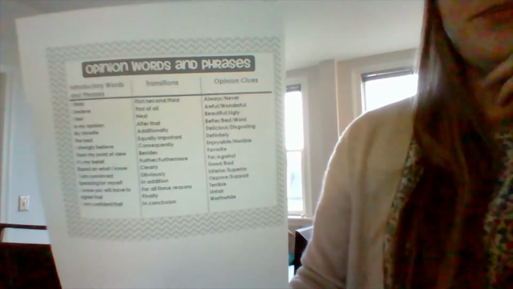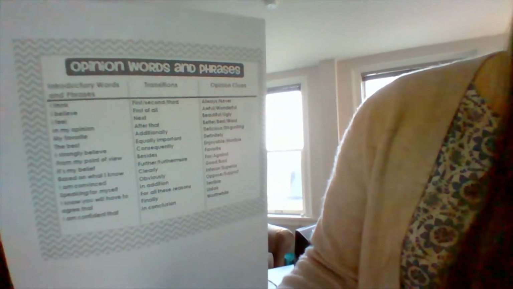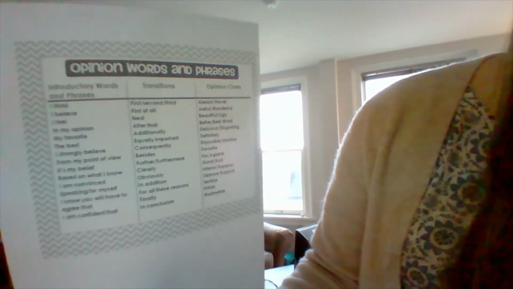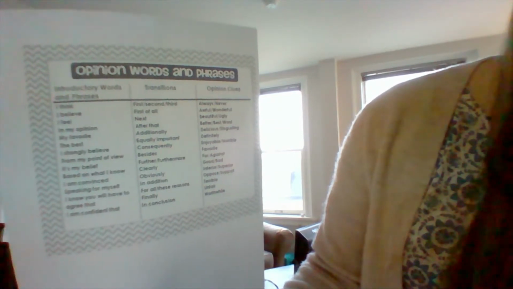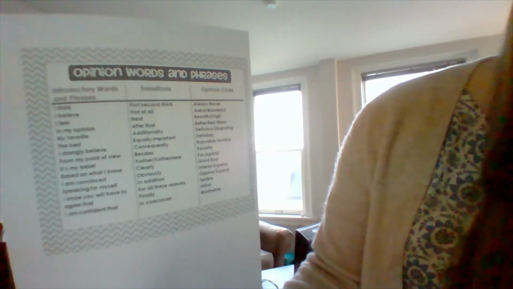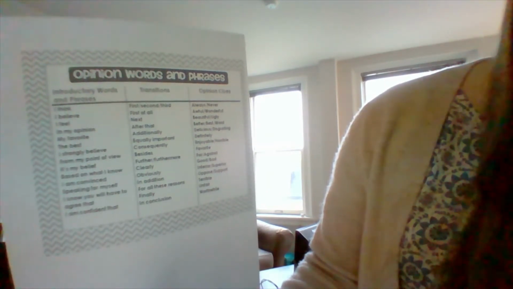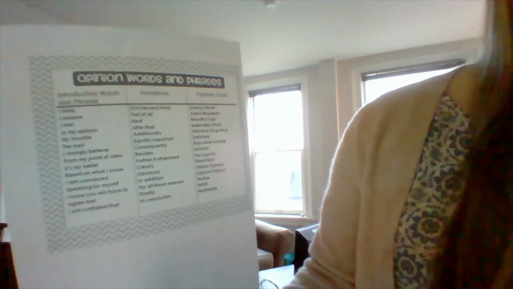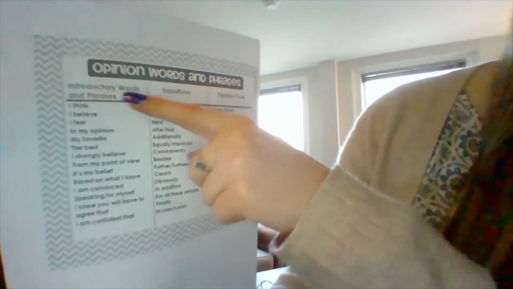The second anchor chart I want to show you has some opinion words and phrases. When we state our opinion, we use words like I think, I believe, I feel, in my opinion, my favorite, the best, I strongly believe, from my point of view, it's my belief, based on what I know, I am convinced, speaking for myself, I know you will have to agree that, and I am confident that. I just read this first section here where it says introductory words and phrases.